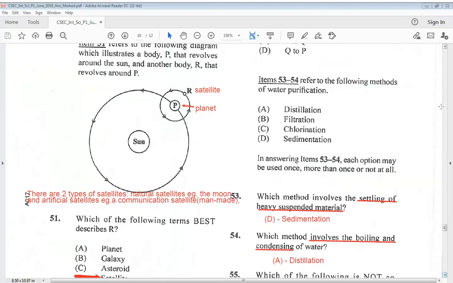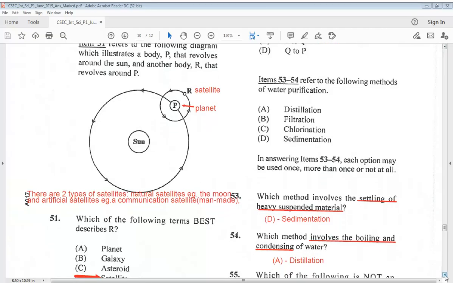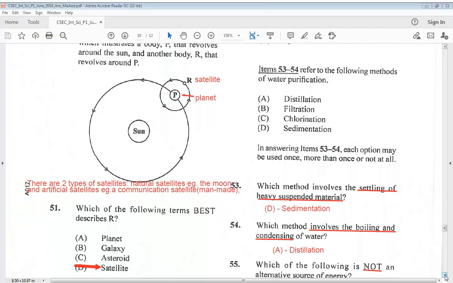Item 51 refers to the following diagram, which illustrates a body P that revolves around the sun and another body R that revolves around P. So 51, which of the following terms best describes R? So we know R is a satellite. So D would be our answer.